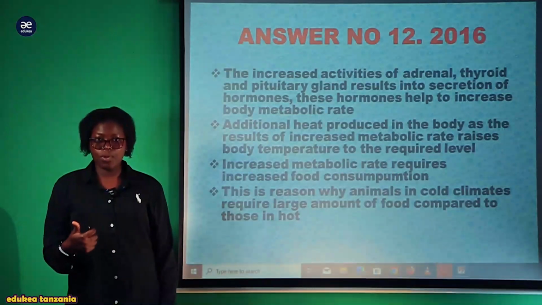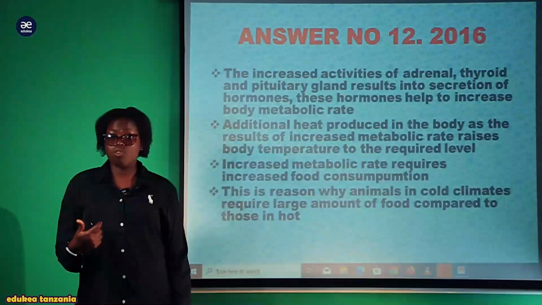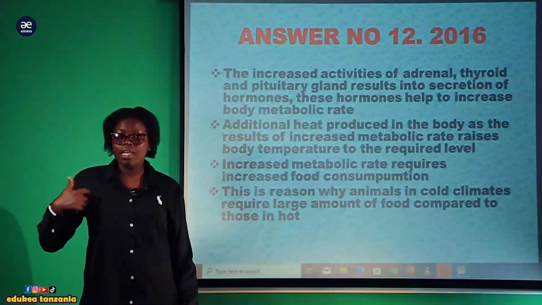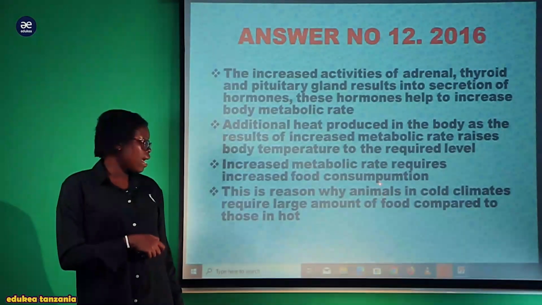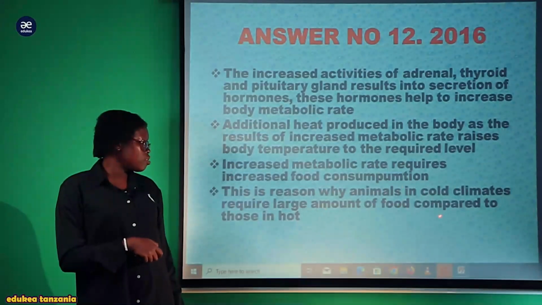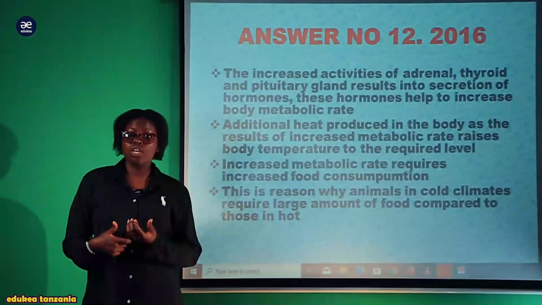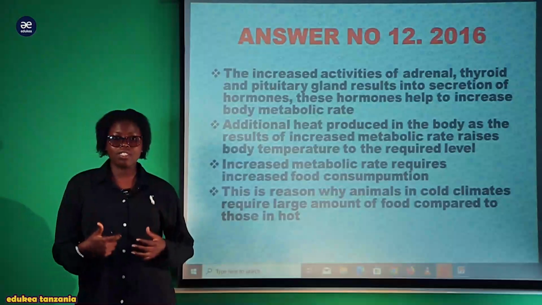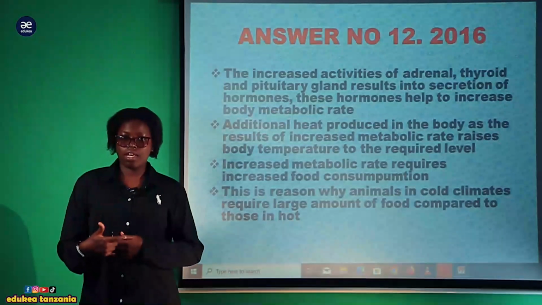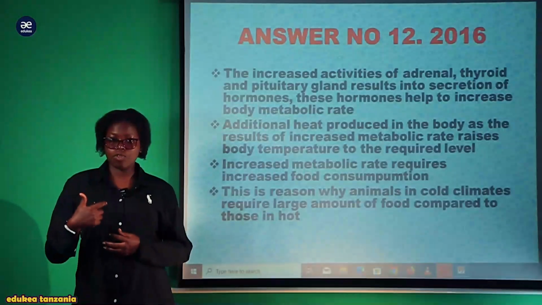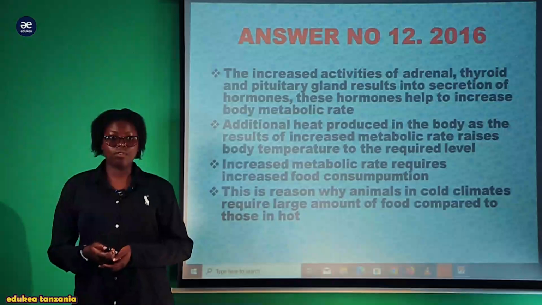When the metabolic rate increases, it requires a very large amount of food consumption. This is to ensure that a large amount of energy is produced. Likewise, this is the reason why animals in cold climates require large amounts of food compared to those in hot climates. This is why people who live in very cold areas eat a lot compared to those who live in warm areas. This is because of the need to produce this amount of energy in order to keep their body temperature at a constant level.